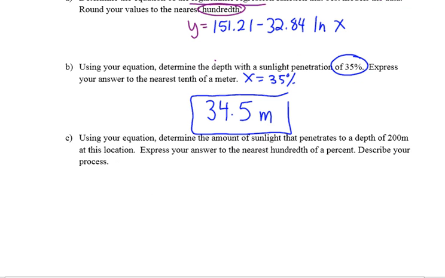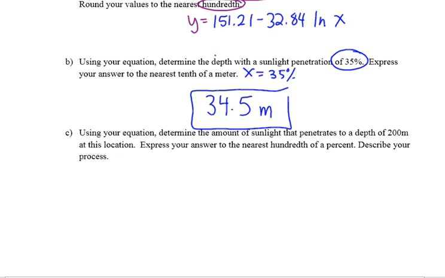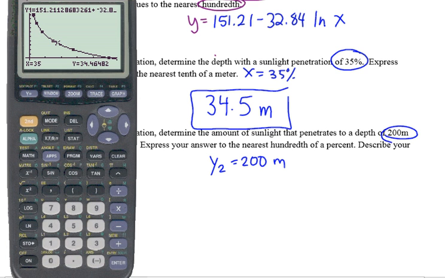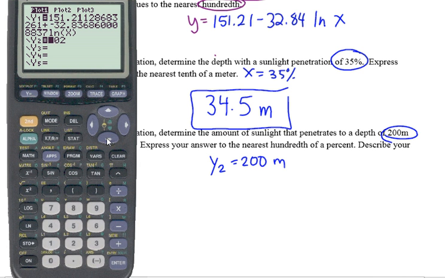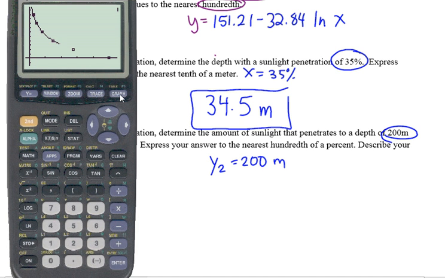Using your equation, determine the amount of sunlight that penetrates to a depth of 200. So this time they gave us a y2. So y2, going back to our graph. 200. Hopefully we see it. If not, what are we going to do? Zoom out. It's easier. Zoom 3. Don't forget to push enter. Sometimes you forget to push enter and you're like, why isn't it zooming?